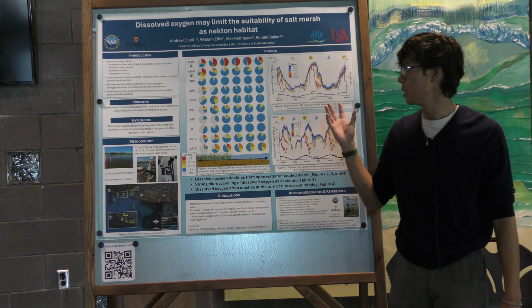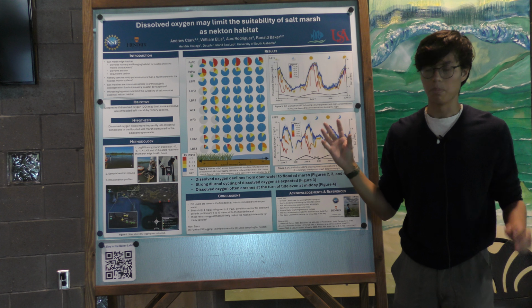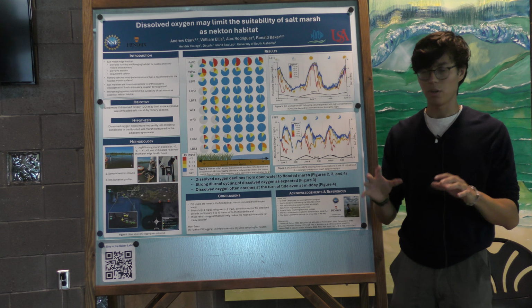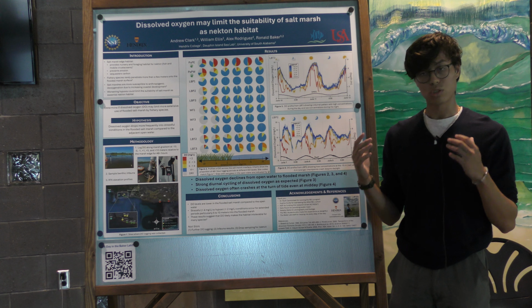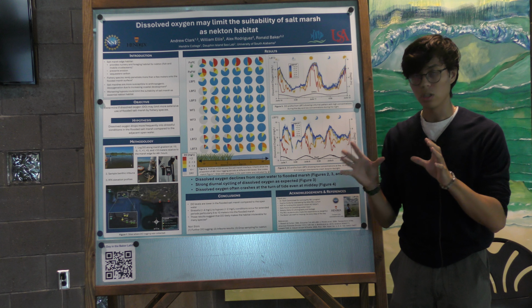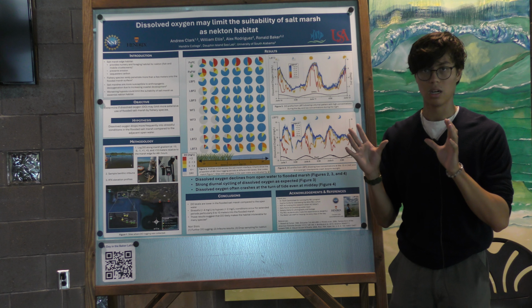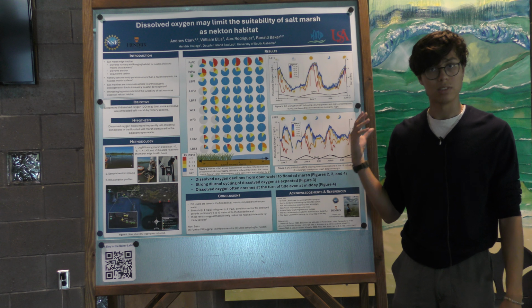However, a recent study came out that fishery species are rarely using much of this flooded marsh habitat. They're only going but a few meters into the flooded marsh, and it's really strange because all of this flooded marsh is super good and seemingly optimal habitat for all these fish. And we think that the reason is because of dissolved oxygen.